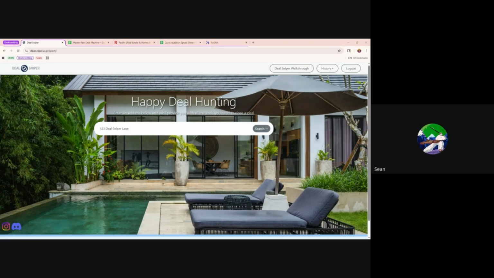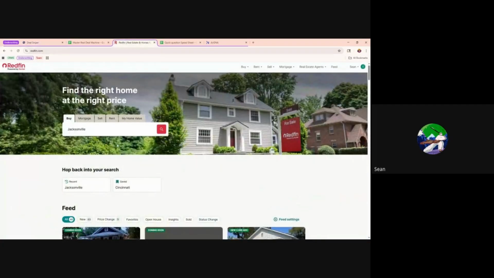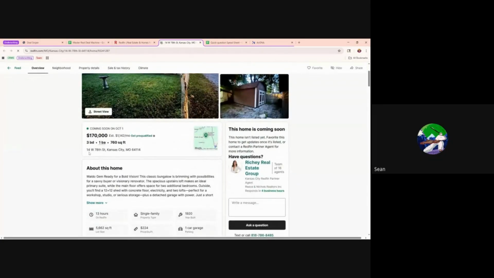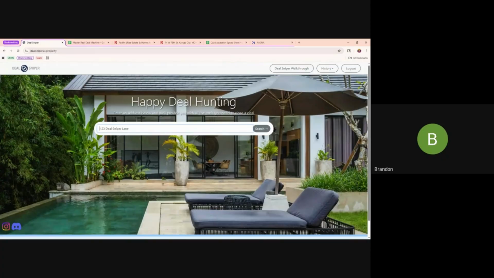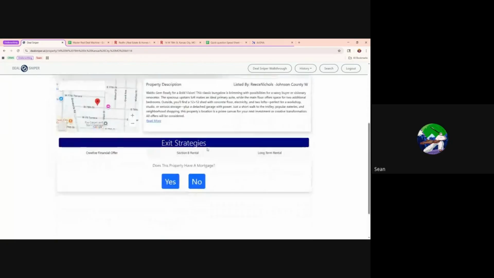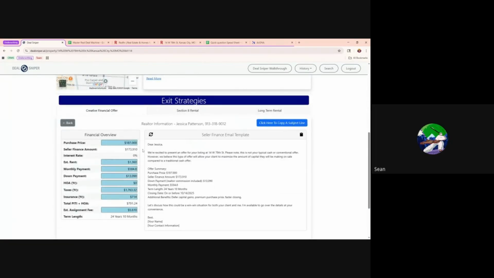Okay. Let me go into it really quick so I can give you an example. I'll use this one. I live in Kansas City. All right, so you see this property is listed for $170,000, right? So once you put it in, it's giving us $17,000 more on the purchase price. Yes. So there's two reasons why we do that.